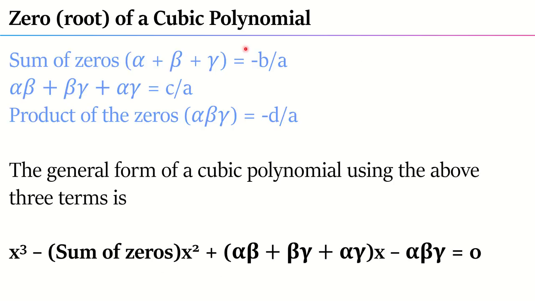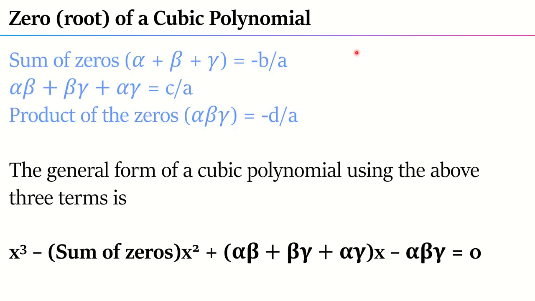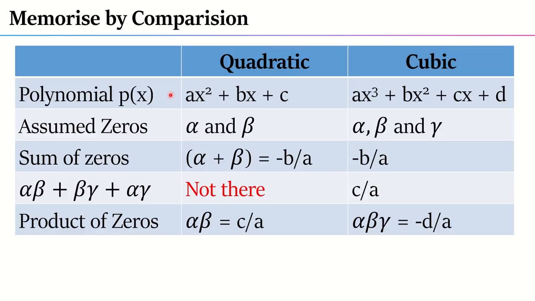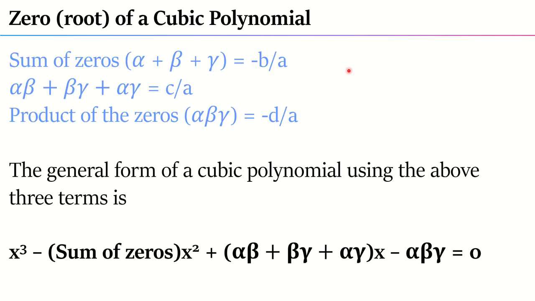The relationship between the zeros is: the sum of the zeros, alpha plus beta plus gamma, is equal to minus b by a, which is nothing but minus the coefficient of x square divided by the coefficient of x cube. Then you have the combination where you multiply two terms: alpha beta plus beta gamma plus alpha gamma is equal to c by a, which is the coefficient of x divided by the coefficient of x cube. And lastly, the product of the zeros, alpha beta gamma, is the constant term d divided by the coefficient of x cube, which is a.